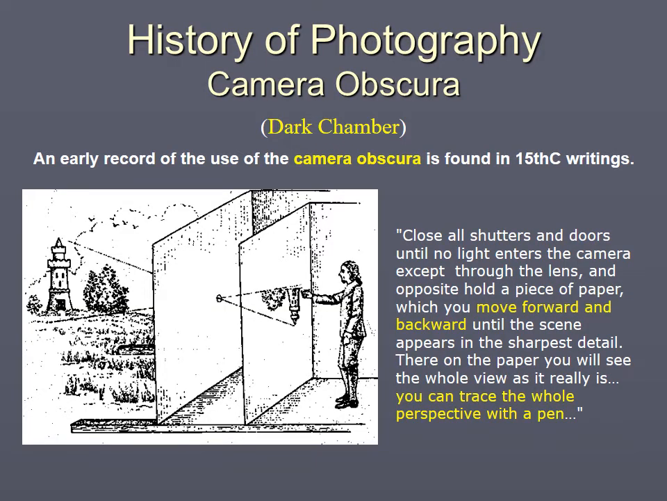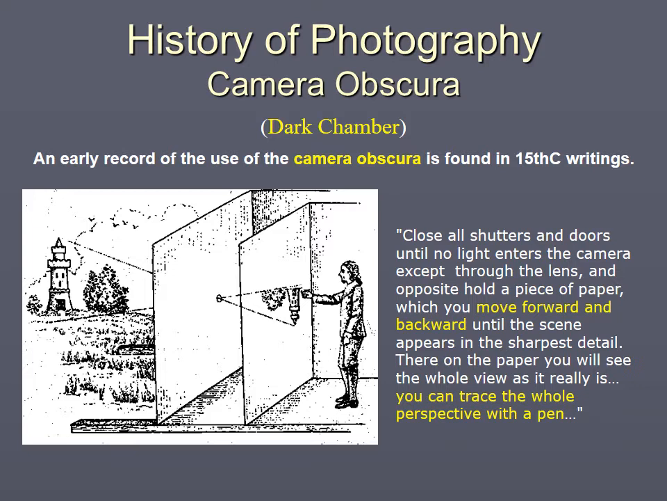Reference to this was found in 15th century writings. It said, "Close all shutters and doors until no light enters the camera except through the lens. And opposite hold a piece of paper which you move forward and backward until the scene appears in the sharpest detail." Basically, you're focusing it. "There on the paper you will see the whole view as it really is. You can trace the whole perspective with a pen."